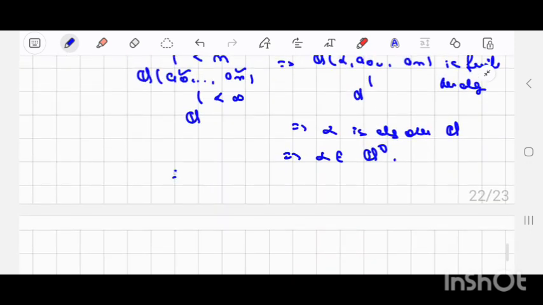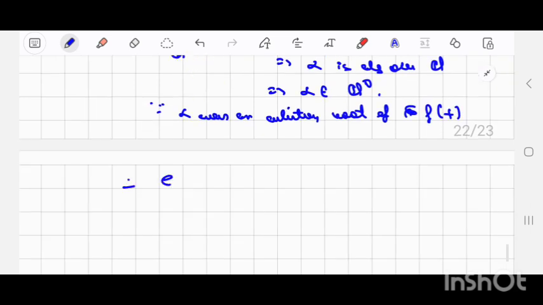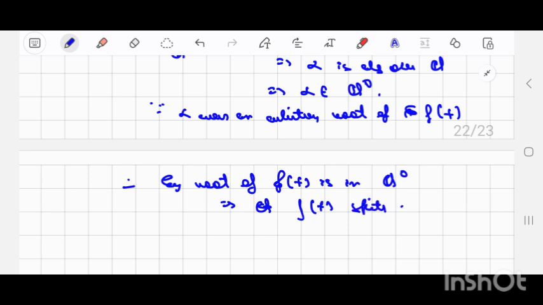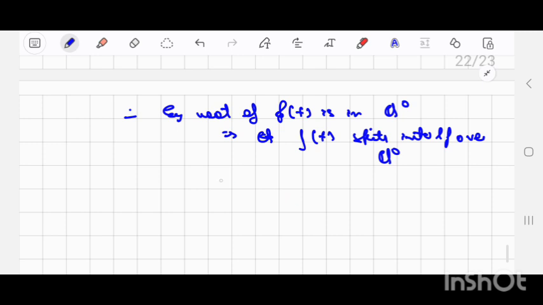So what does that mean? Therefore, since alpha was an arbitrary root of f(t), every root of f(t) is in Q naught, which implies that f(t) splits into linear factors over Q naught. Again, f(t) was an arbitrarily chosen polynomial over Q naught, which means that Q naught is algebraically closed. Clear? Got it? Okay, right.